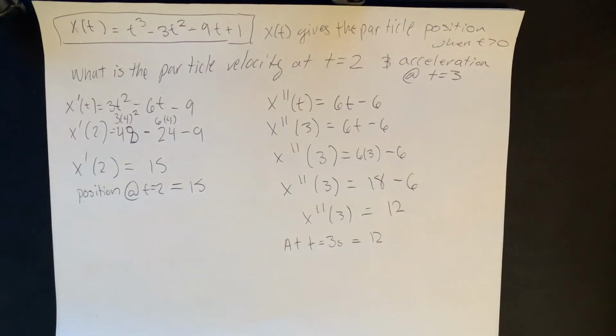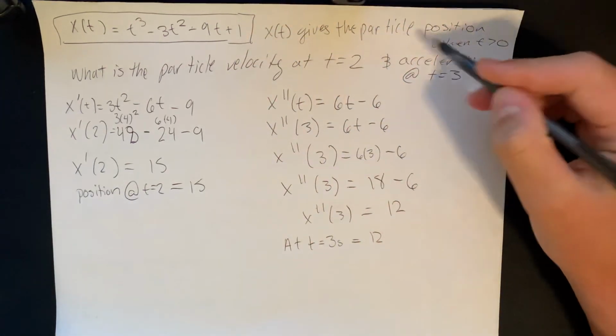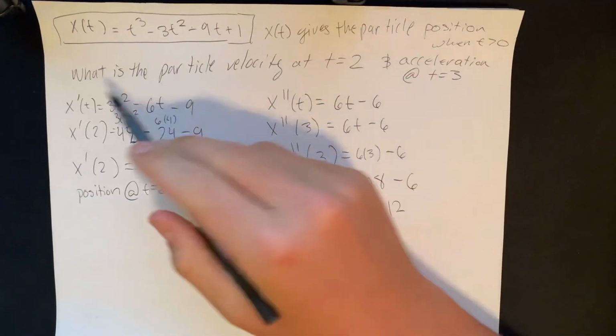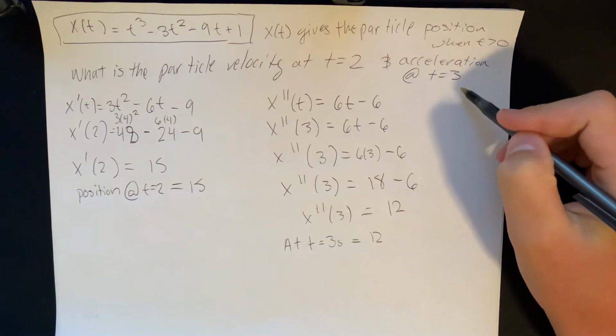And then this is a velocity problem. You use this equation, this is your initial equation, which gives you the particle position if you plug in a number for how many seconds has passed. And it's asking for what is the particle velocity at t equals 2 and the acceleration at t equals 3.